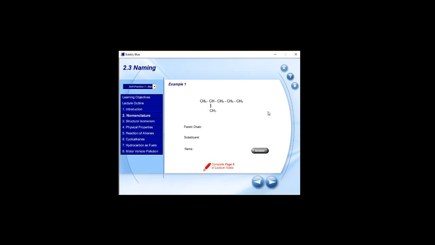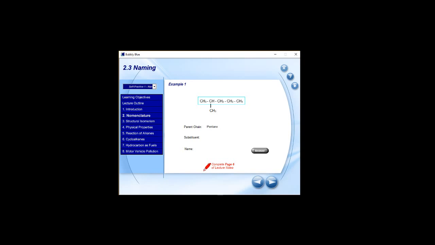Now that we have learned how to name an alkane, let's go through the first example on page 6 of your lecture notes. Remember, what is the first step to name an alkane? It is to identify the longest chain of carbon atoms. In this example, the longest carbon chain is a 5-carbon chain. Hence, the parent chain is known as pentane.